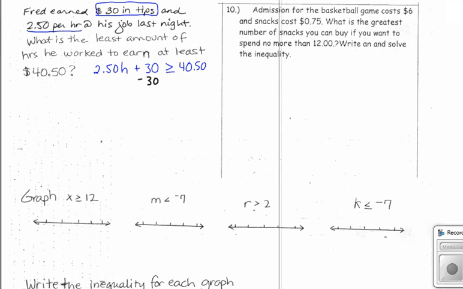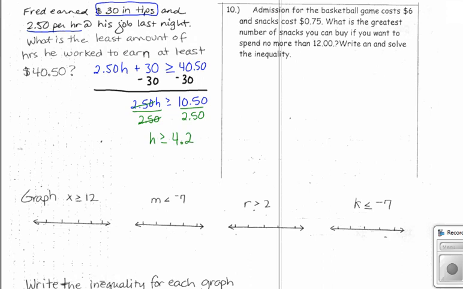Subtract 30 from each side, and this is going to take the money from the tips away, leaving you with his hourly pay. And that gives us 2.50h greater than or equal to $10.50. Then, to find out how many hours it is, we divide by the coefficient 2.50. A number divided by itself equals 1, and h is greater than or equal to, and this answer is either 4.2 or 4 1/5.